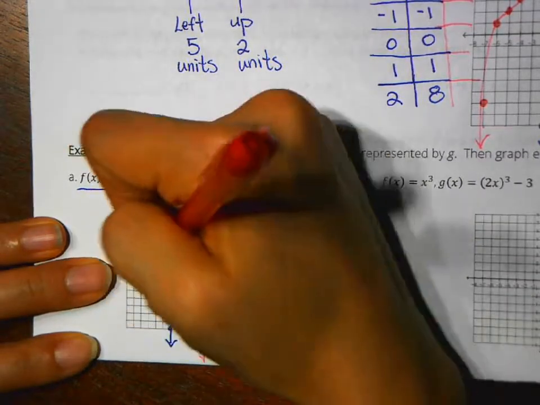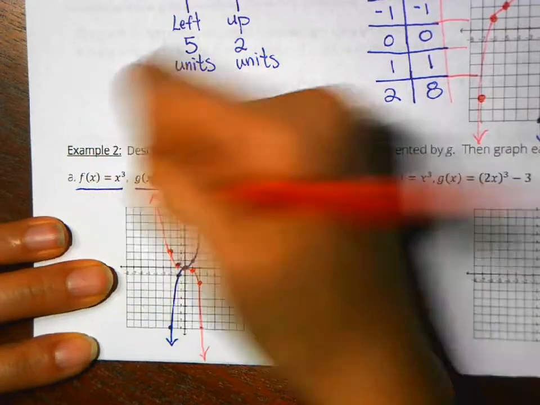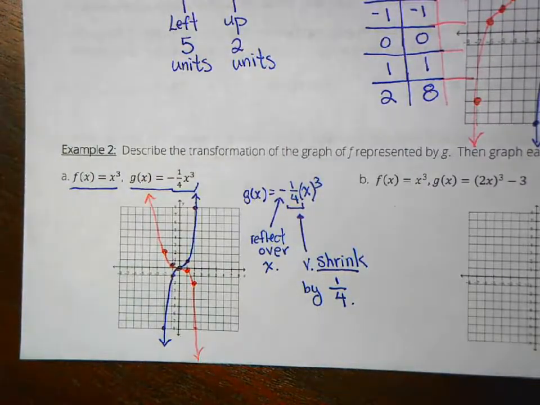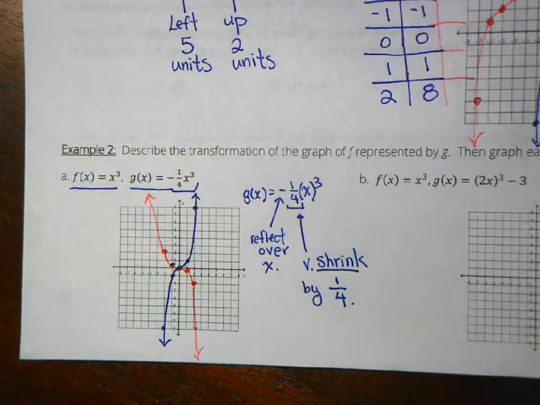It reflected over the x-axis, and it has a vertical shrink. So it got closer to the x-axis. It got further away from the y-axis.